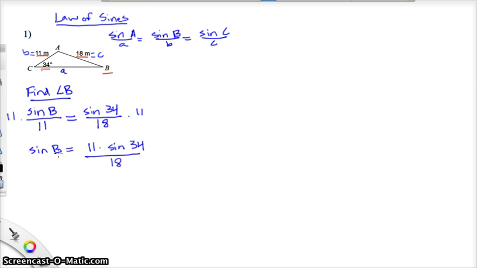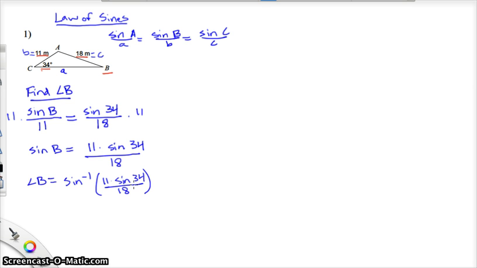I then need to figure out what angle, if I took the sine of it, would give me a number equivalent to 11 times the sine of 34 over 18. In order to do that, I need to use the inverse sine button on my calculator. I can find angle B if I take that inverse sine button, which remember looks like sine to the negative 1 power, and I put in 11 times the sine of 34 over 18. So I've got my calculator here.